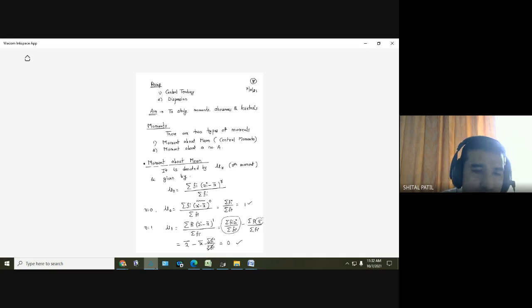Remember these values: mu naught is 1 and mu 1 is 0. Remember it in this way, not 1, 1, but 1, 0. Now we want to find mu 2, so let me change the page.